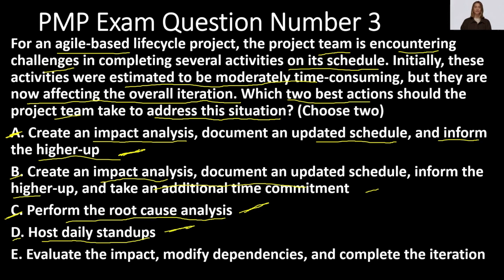Finally, option E recommends that the project team should evaluate the impact, modify dependencies, and complete the iteration. However, this option can be performed after identifying the root cause and conducting daily stand-ups. Therefore, it's not the best option compared to options C and D. In conclusion, for this question, options C and D are the best actions for the Agile team. These actions will help them understand the root cause and address issues during daily stand-ups.